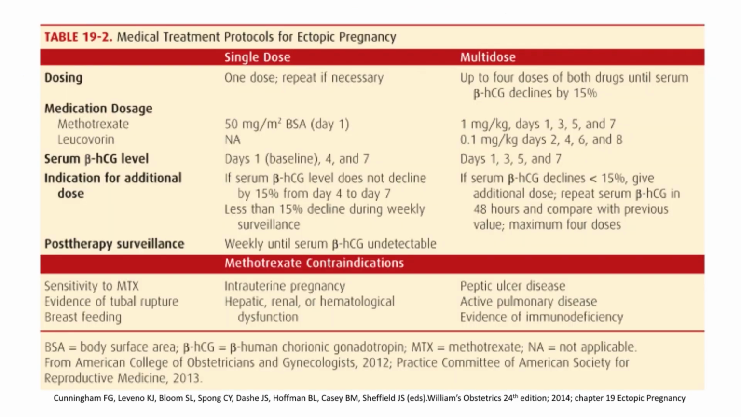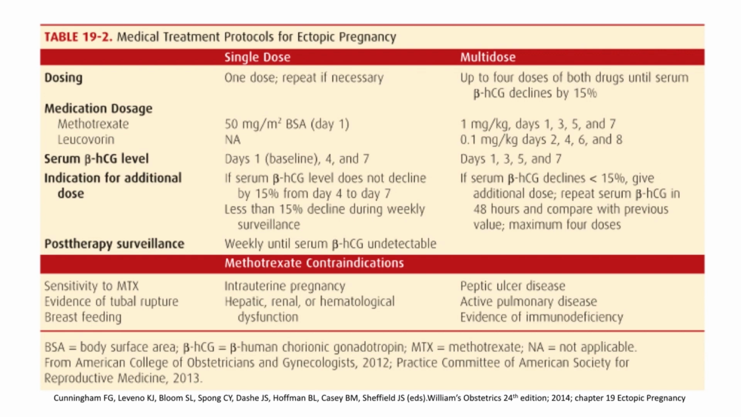So listed here are the medical treatment protocols for methotrexate as treatment for ectopic pregnancy. We have the single dose and the multi-dose methotrexate treatment protocol. What we usually use for convenience is the single dose methotrexate treatment protocol. So we can see here that we give methotrexate at a dose of 50 milligrams per meter squared body surface area, and then we determine the serum beta-HCG levels at days 1, 4, and 7.